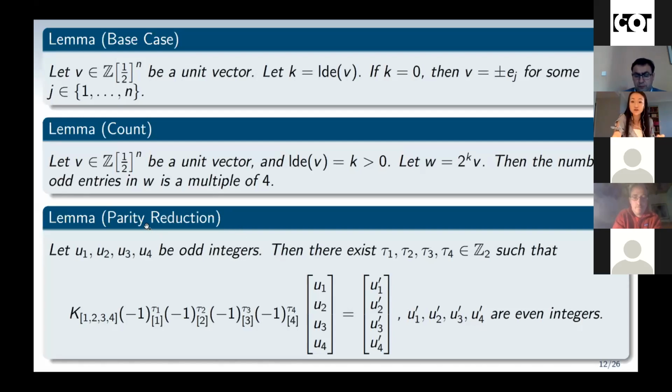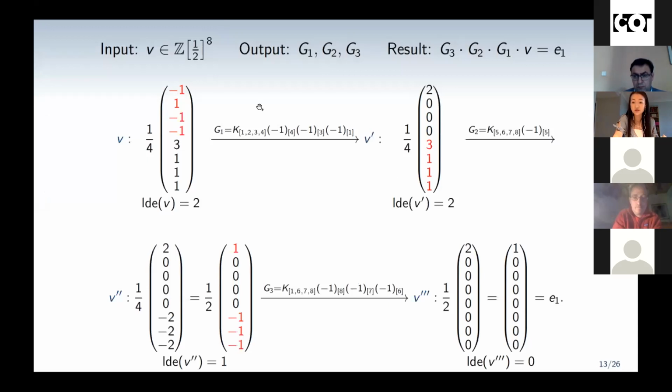Well, we further prove the parity reduction lemma, saying that given 4 odd entries, there exists a sequence of generators that will send these odd entries into even elements. And by using these 3 lemmas, we are now ready to define a column reduction. So let me illustrate it with an example.